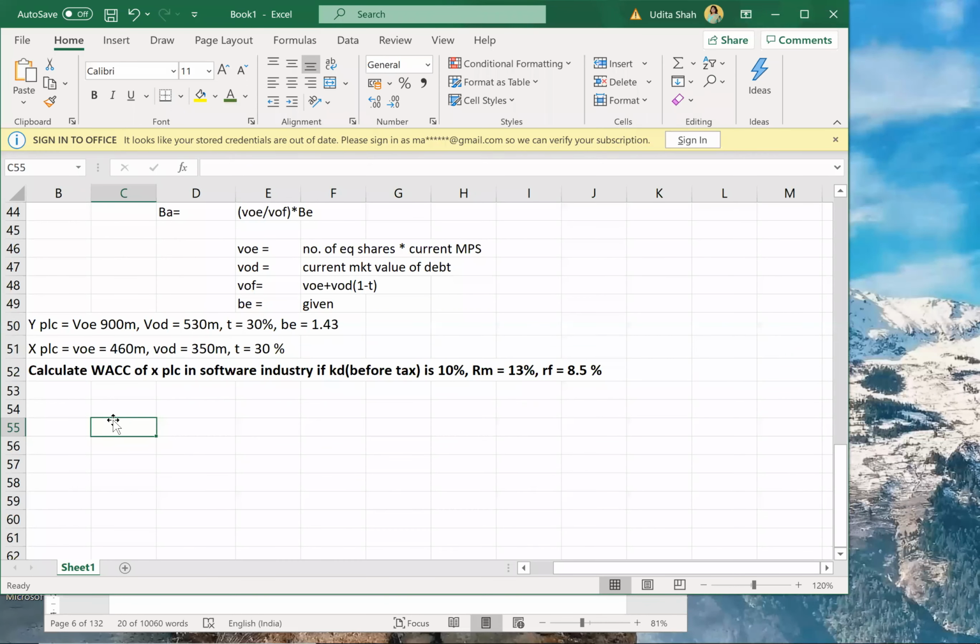Okay. So that is all the data that we need. Step one, I'm going to calculate asset beta.